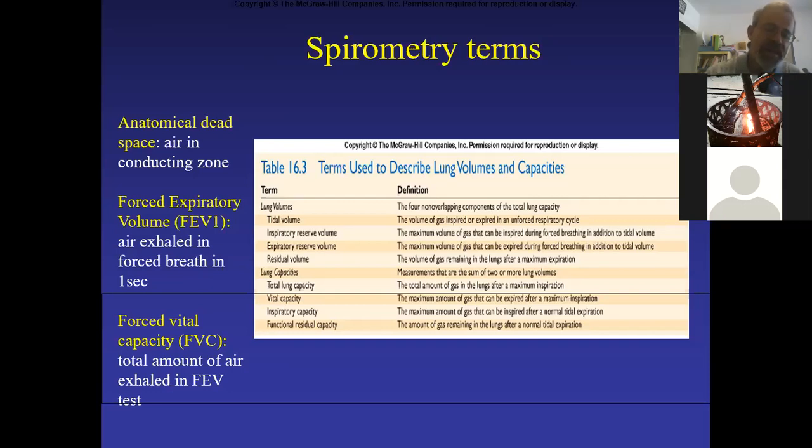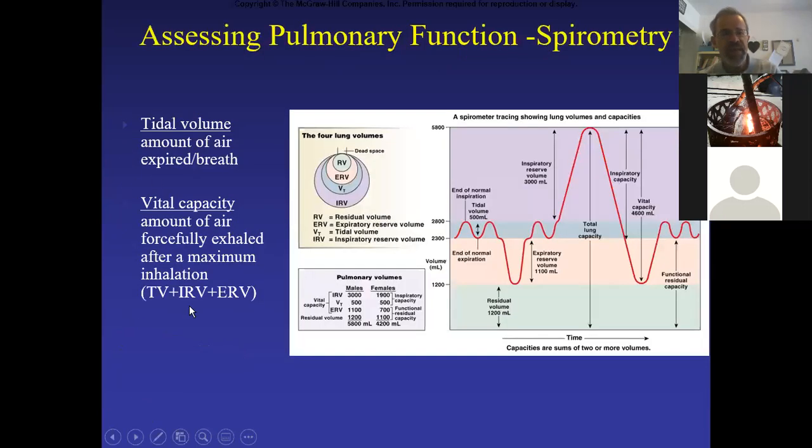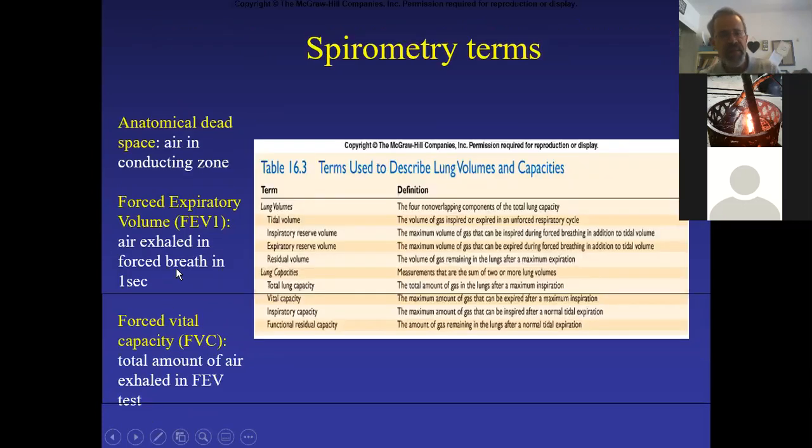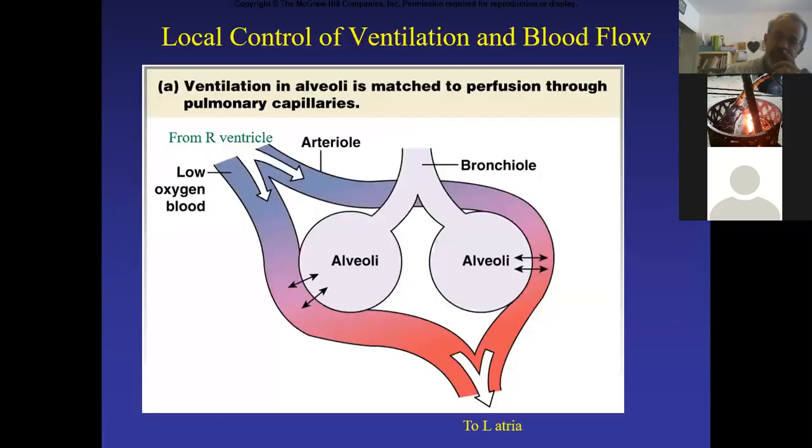Forced vital capacity is the total amount of air exhaled. So this is the amount exhaled in 1 second. This is the total amount of air that's exhaled. So between these two and these three, those are the main parameters I want you to know about. All right.